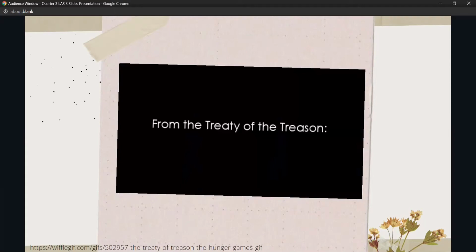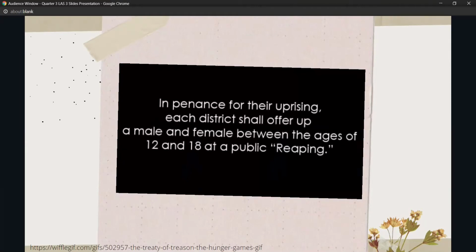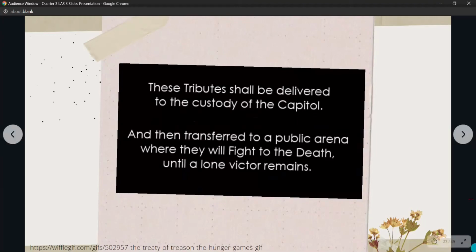Clearly, the tool that the capital uses to remain in power is the Hunger Games. Now, that is Marxism, and let's move on to feminism.